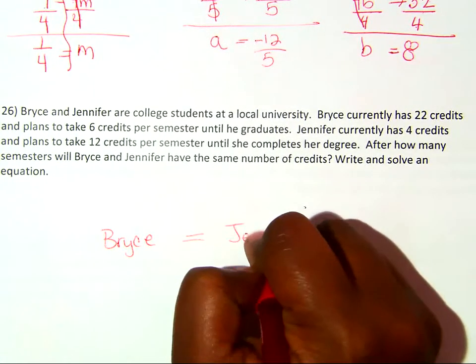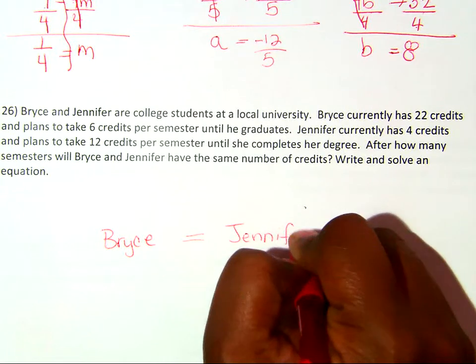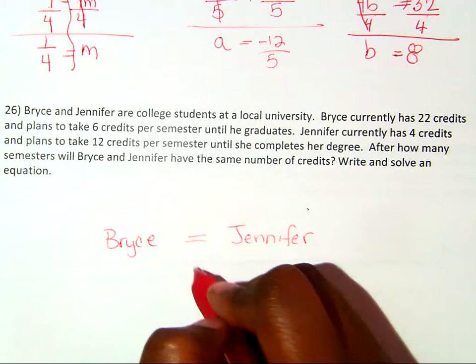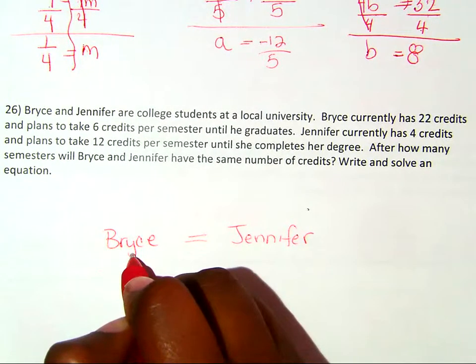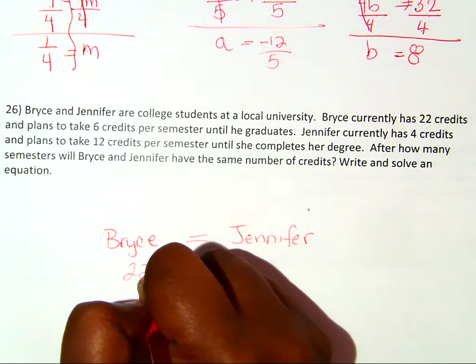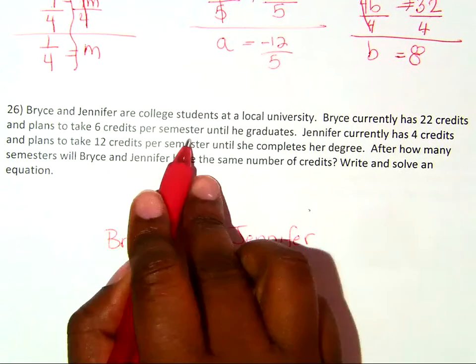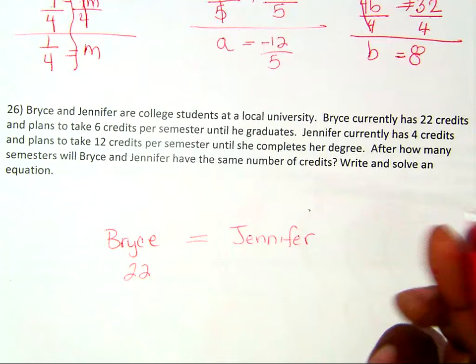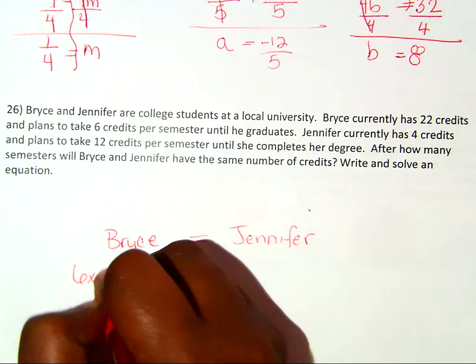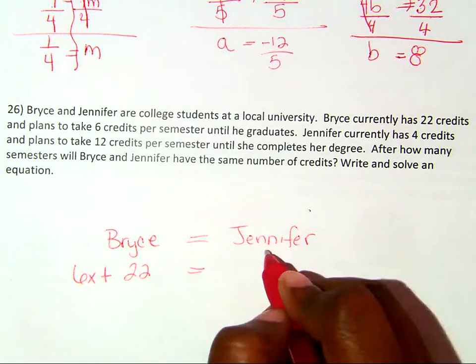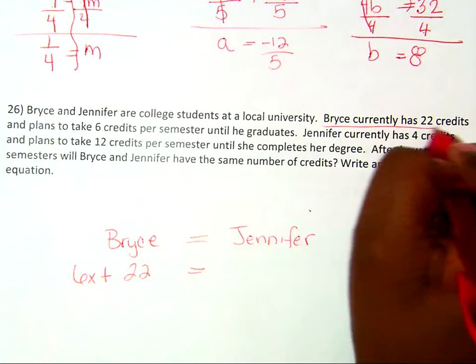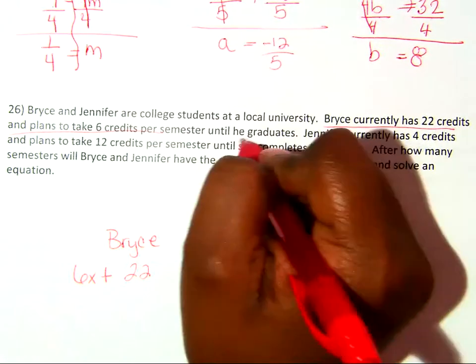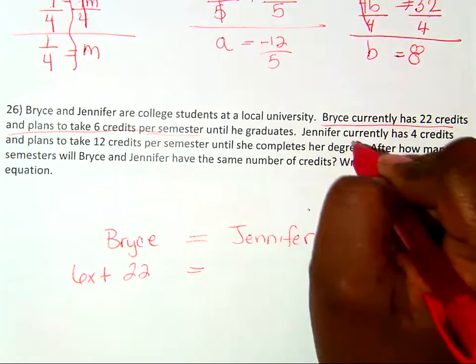So let's see. What did they tell me about Bryce? Bryce has 22 and 6 per semester. We don't know how many semesters, right? 6x plus 22. So this is Bryce. Jennifer has 4 and plans to take 12 per semester.